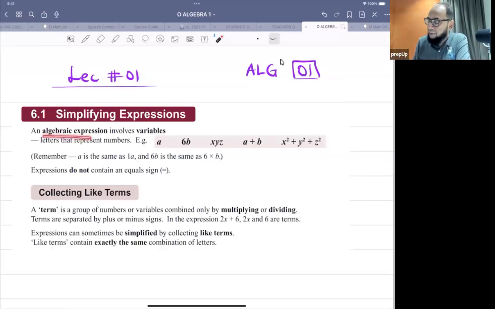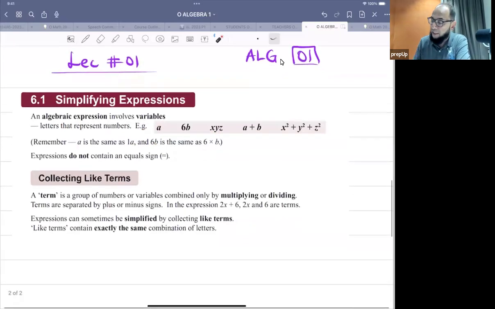So an algebraic expression involves variables. The variable could be A, could be B, could be X, Y, Z, and so on. An algebraic expression involves variables. What are variables? Letters that represent numbers. For example, A is the same as 1A, 6B means 6 times B, XYZ means they all are multiplying together.